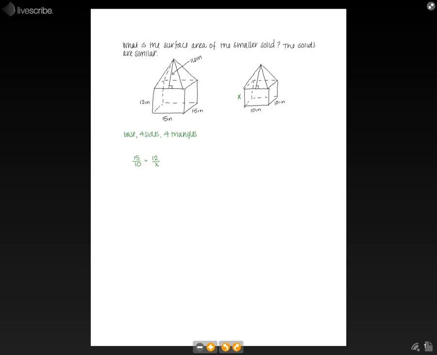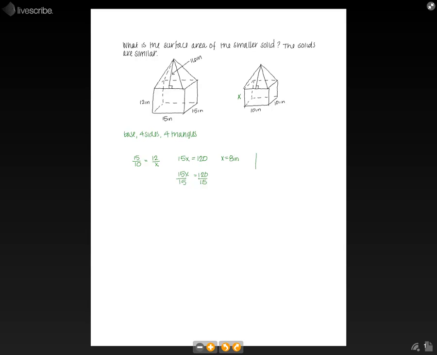Now, to solve this proportion, we can cross multiply, and we get 15x is equal to 120. So we want to divide both sides by 15. And we get x equals 8. Alright, so that's 8 inches. We want to make sure we keep track of our units.